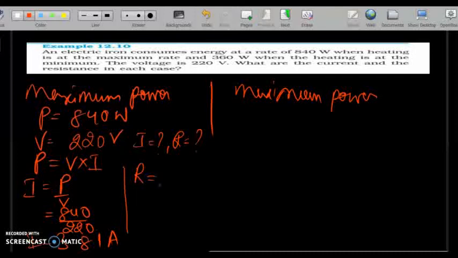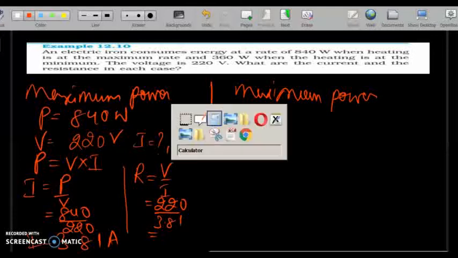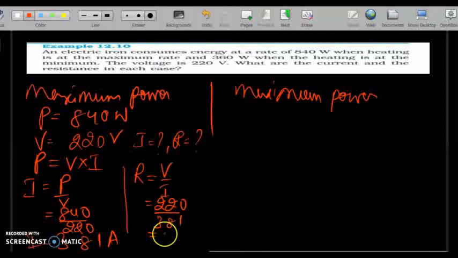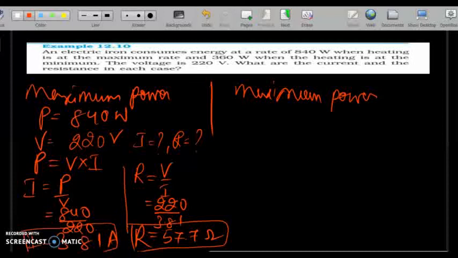Now what is R? R we know well is equal to V by I. So what is the V? It's 220 by I. What is the I which I have calculated? So it's 3.81. So I'll just check, right? 220 divided by 3.81 will be equal to 57.7 ohm. Okay, right. So that is the resistance and the current at that condition.